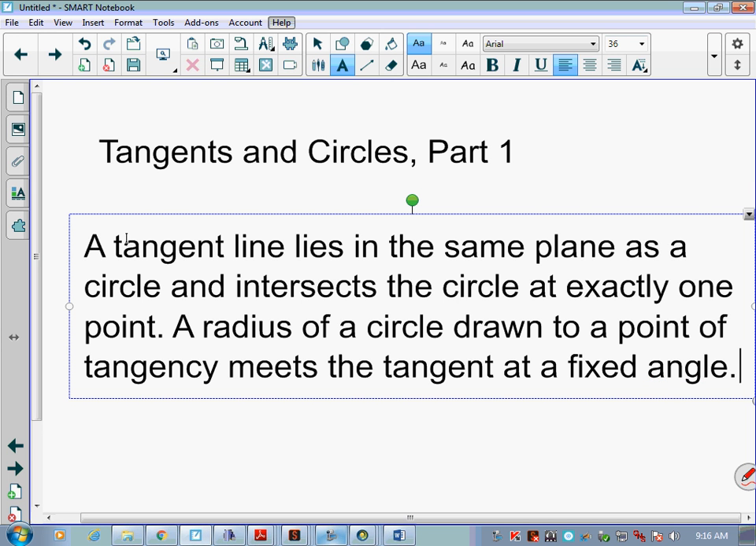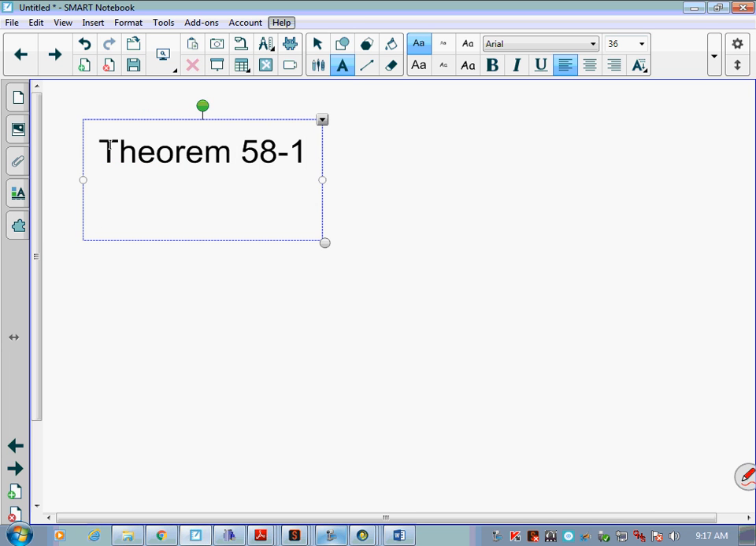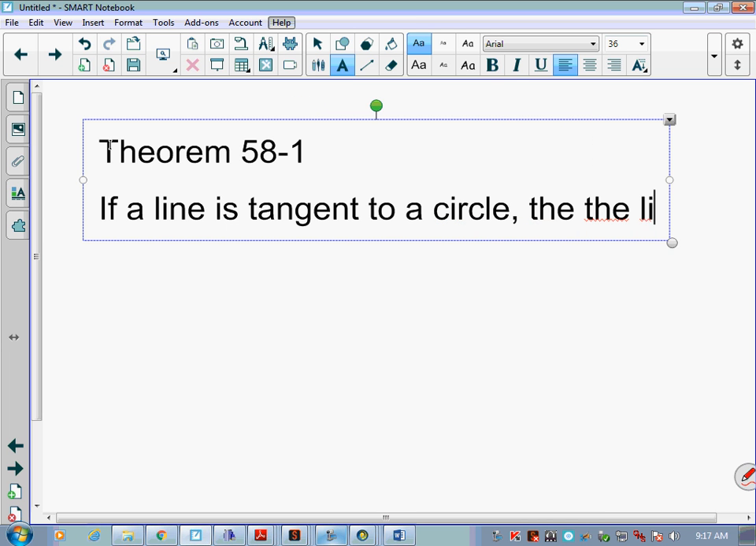All right, then we're going to get into Theorem 58-1. Darian, would you mind reading the theorem? If a line is tangent to a circle, then the line is perpendicular to a radius drawn to the point of tangency.